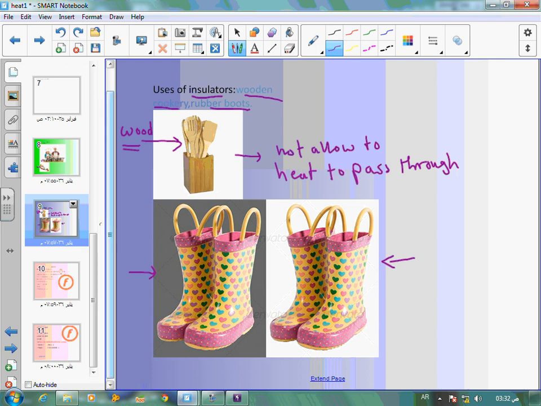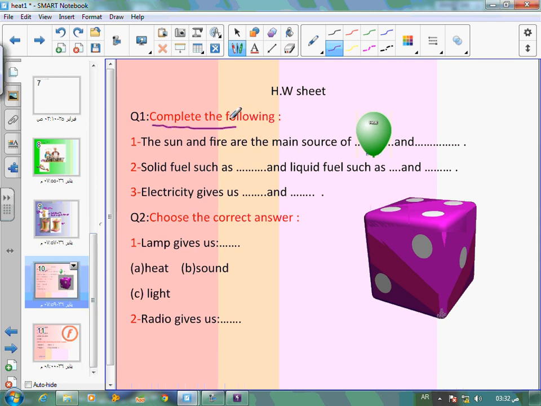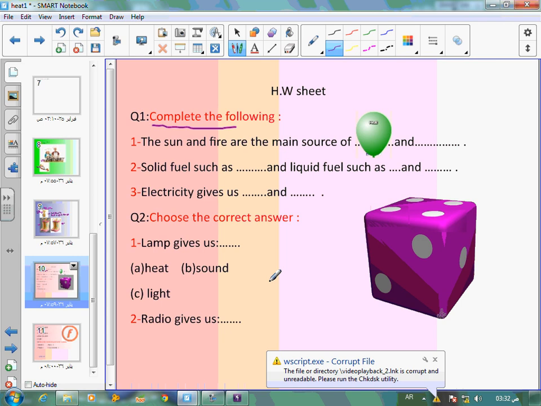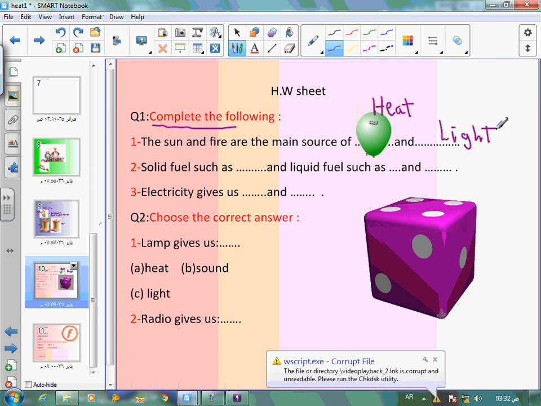So at the end of the lesson, we have some homework to solve. Question number 1 is complete the following. Number 1, the sun and fire are the main source of space and space. The sun and fire are the main source of... Good. Heat and light.